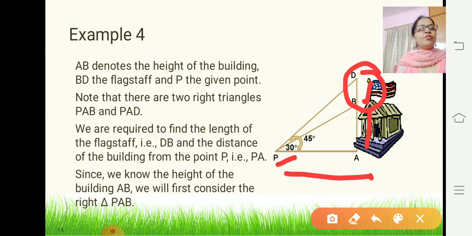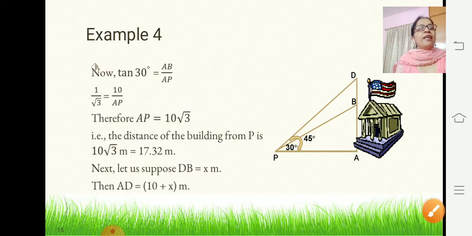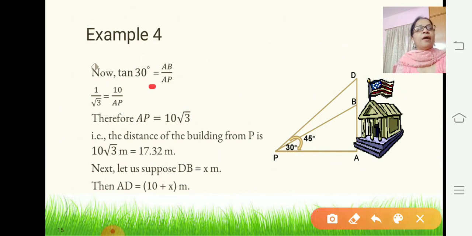Since we know the height of the building AB, we will consider the right angle triangle PAB, because the height of the building is given. So tan 30 will be equal to AB by AP. The value of tan 30 is 1 by root 3. Therefore, AP is equal to 10 root 3.